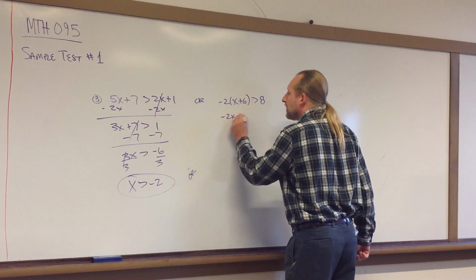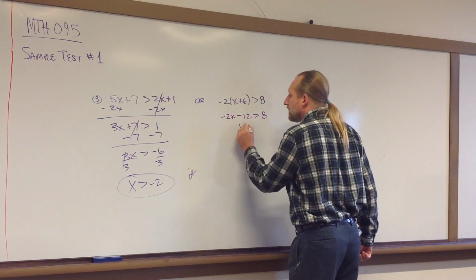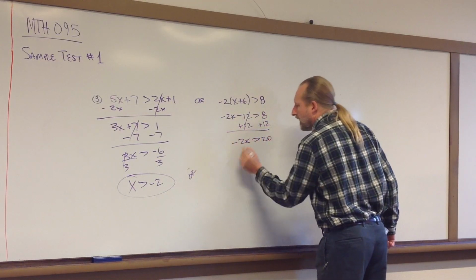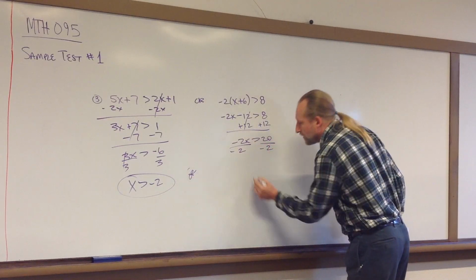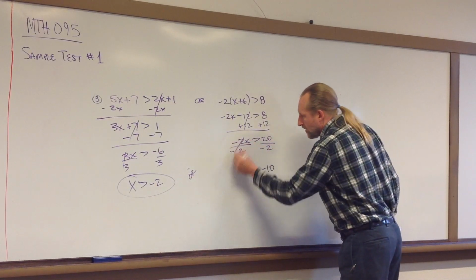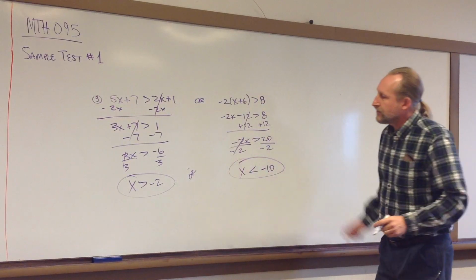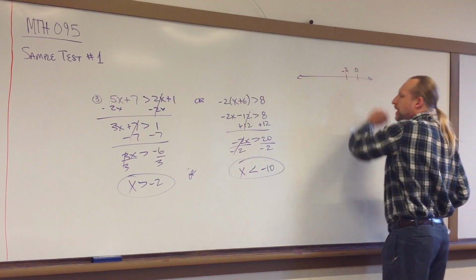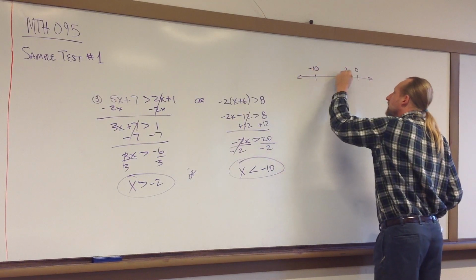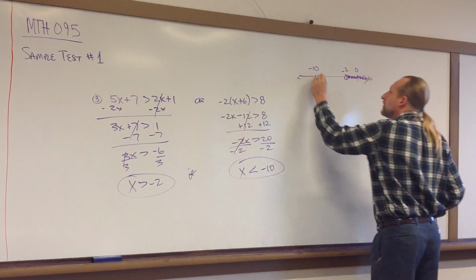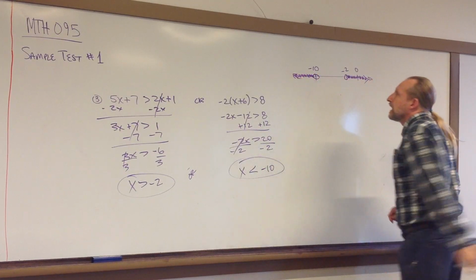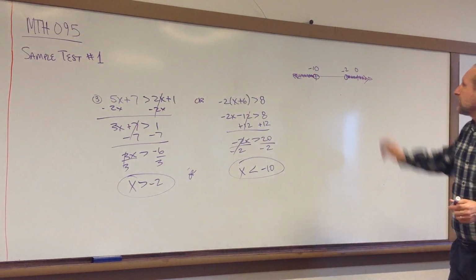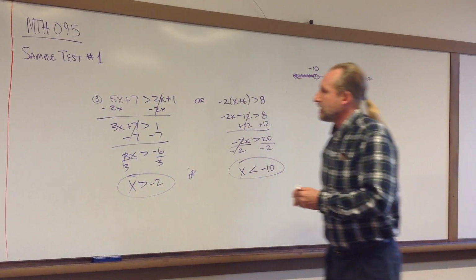let's see, negative 2x minus 12 greater than 8. Add the 12 over. And then divide on both sides by negative 2. That's going to flip this around. And so we'll get x less than negative 10. So, x greater than negative 2, or x less than negative 10. So there's greater than negative 2. And then over here, less than negative 10. It's an or statement, right? It goes off in either direction. You can either be over here or it can be over there.